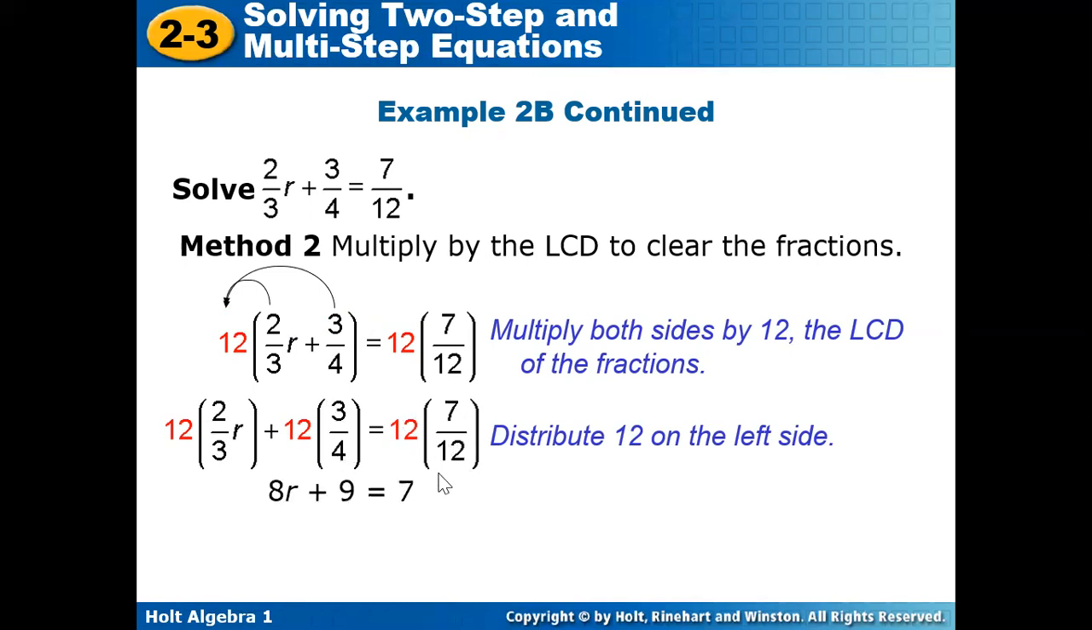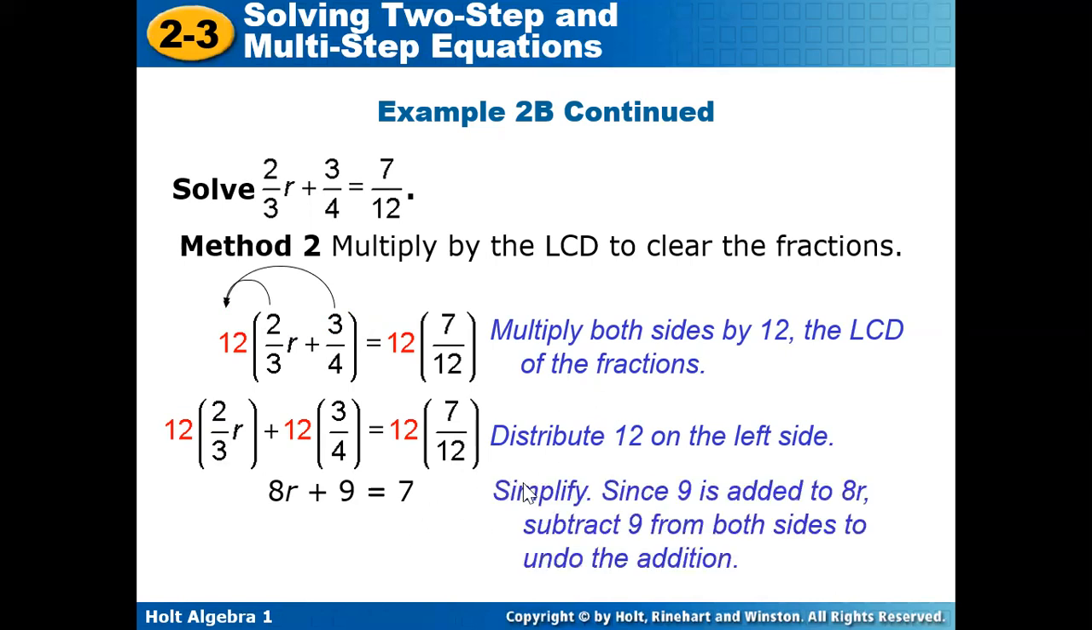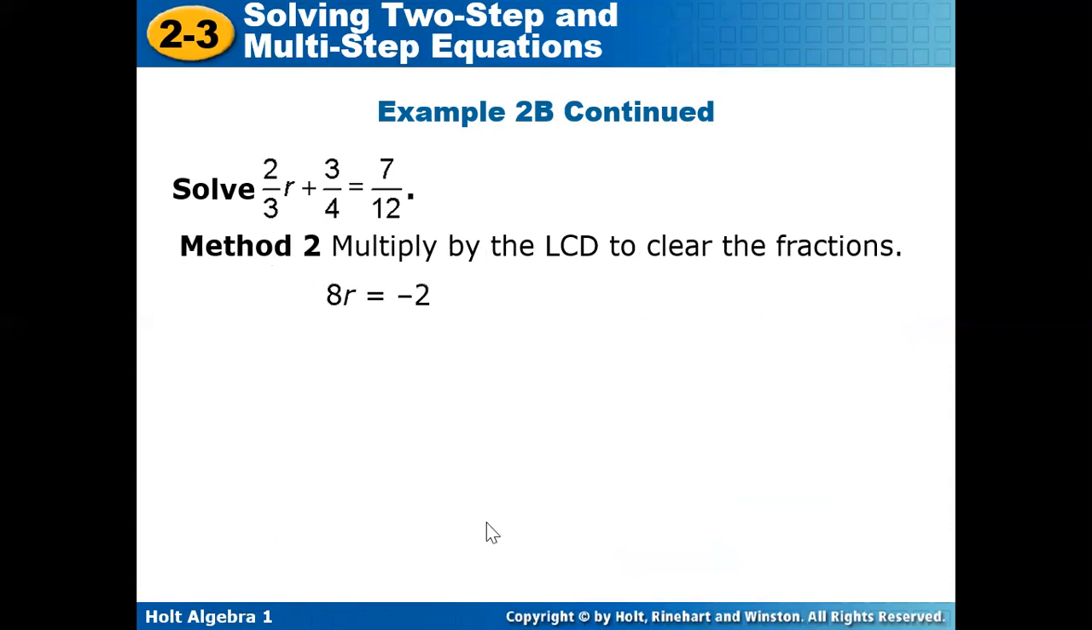So we're lucky over here, which leaves us 12 times 2 equals 24. 24 divided by 3 gives us our 8. 12 times 3 is 36. 36 divided by 4 gives us our 9. And then we can solve this problem this way as well, right? We're going to get rid of our 9 by doing the opposite operation, subtracting. Gives us 8r is equal to negative 2.